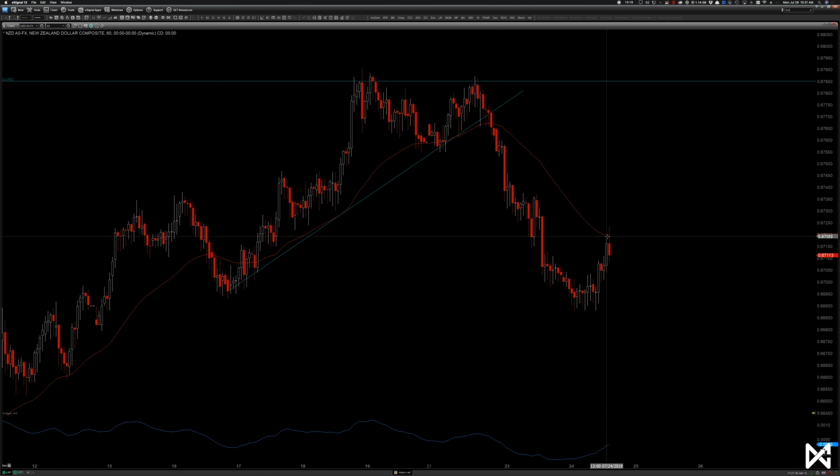Okay, so that's something to remember. A high test will either happen at the end of a bullish run or at the end of a pullback, one of those. End of a run, end of a pullback. And a high test looks like this.